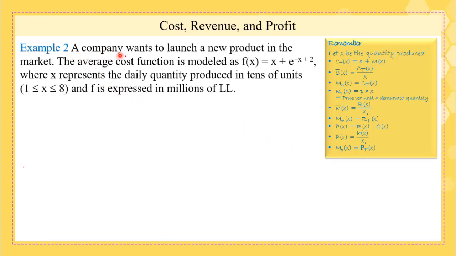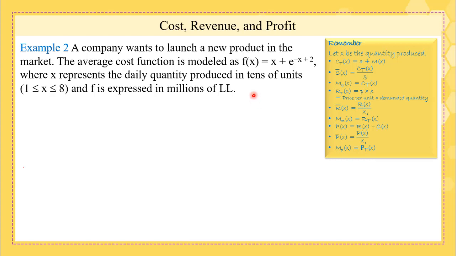Example 2. A company wants to launch a new product in the market. The average cost function is modeled as f of x equal x plus e power minus x plus 2, where x represents the daily quantity produced in tens of units, x bounded between 1 and 8, and f is expressed in millions of Lebanese lira.